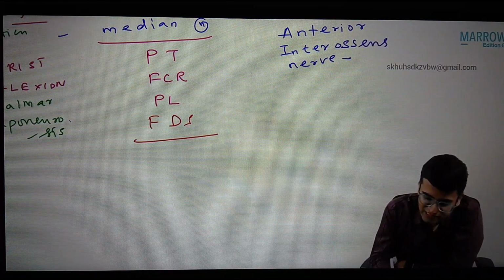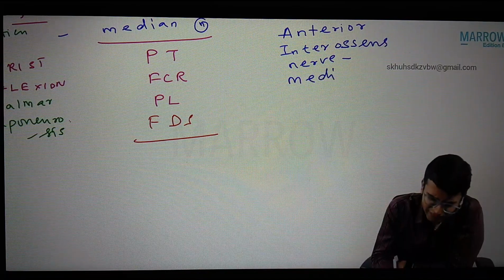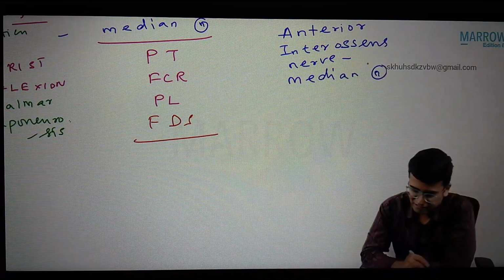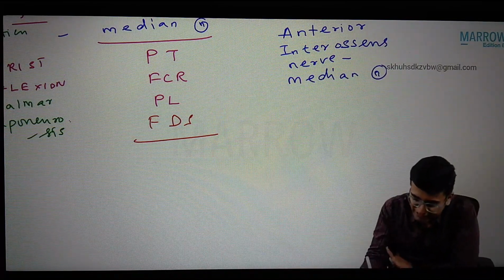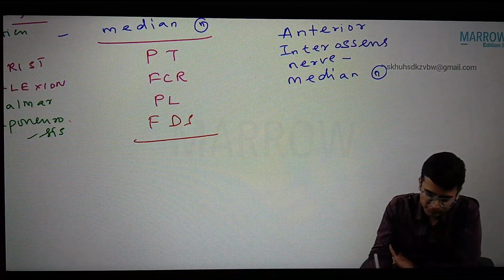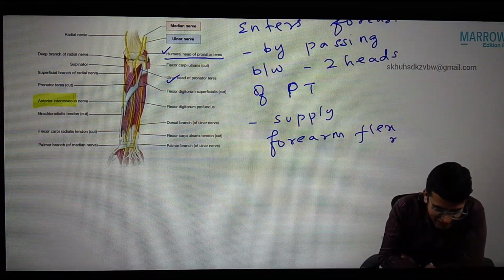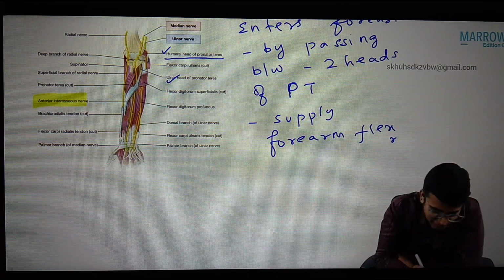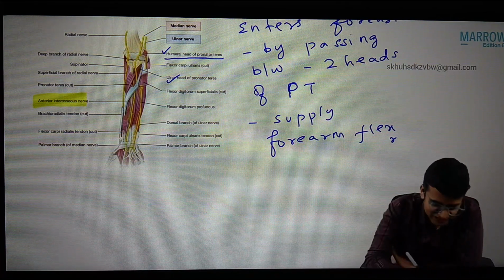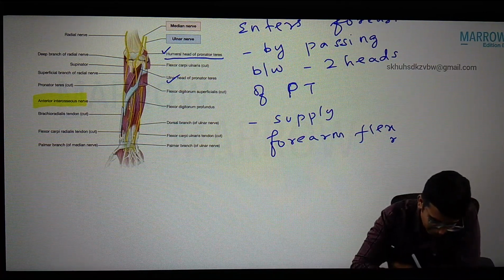Anterior interosseous nerve, it is a branch of median nerve only. I'll show you here. Now we see the diagram. See the anterior interosseous nerve. It is coming from median nerve, a branch of median nerve. See this nerve. This one.